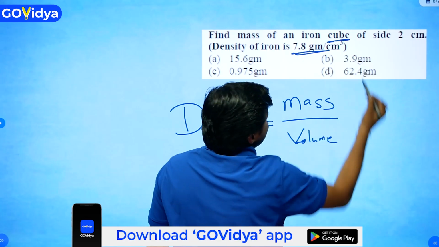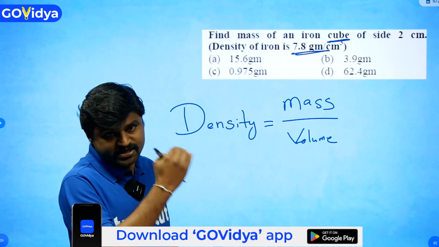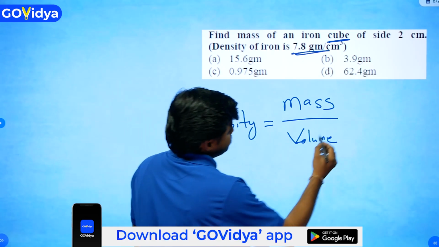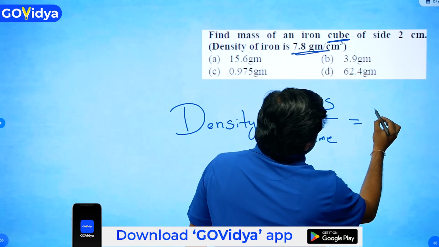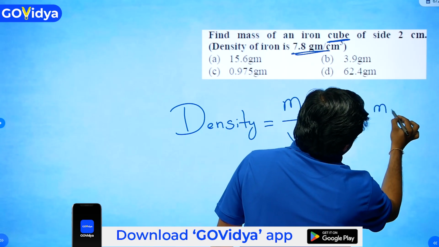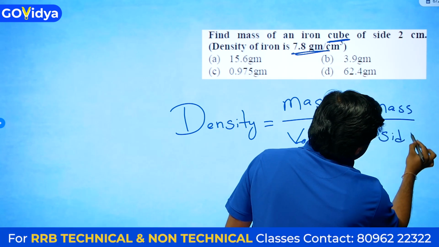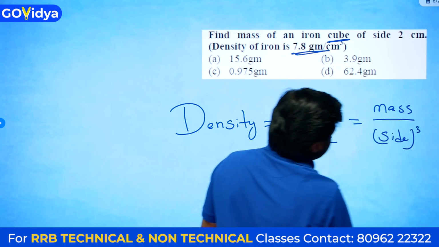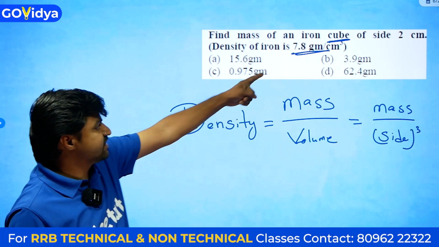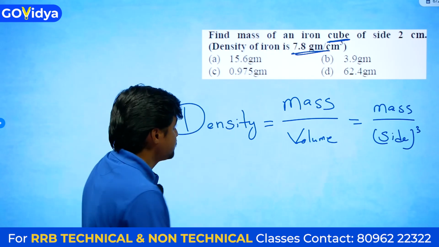What is the volume of a cube? Volume of a cube is side cube. Density is mass by volume, so mass by side cube of the cube, the whole cube. Okay, density is given, 7.8 grams per centimeter cube.